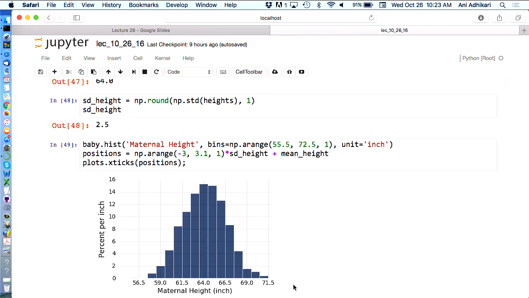NP dot arange? No, it's just, so the question is, why is it to 3.1? It just won't go to the end. So it'll pick up 3. That's all I wanted to do. It doesn't have to be to 4. It doesn't have to be an integer. Just as long as it skips past. I could have done 3.005. Right? I just want to capture the 3. Okay?